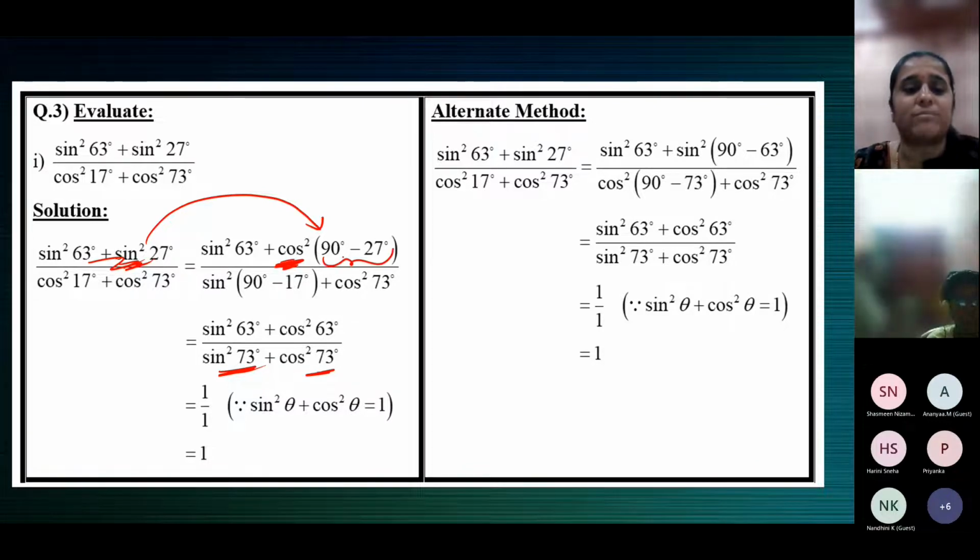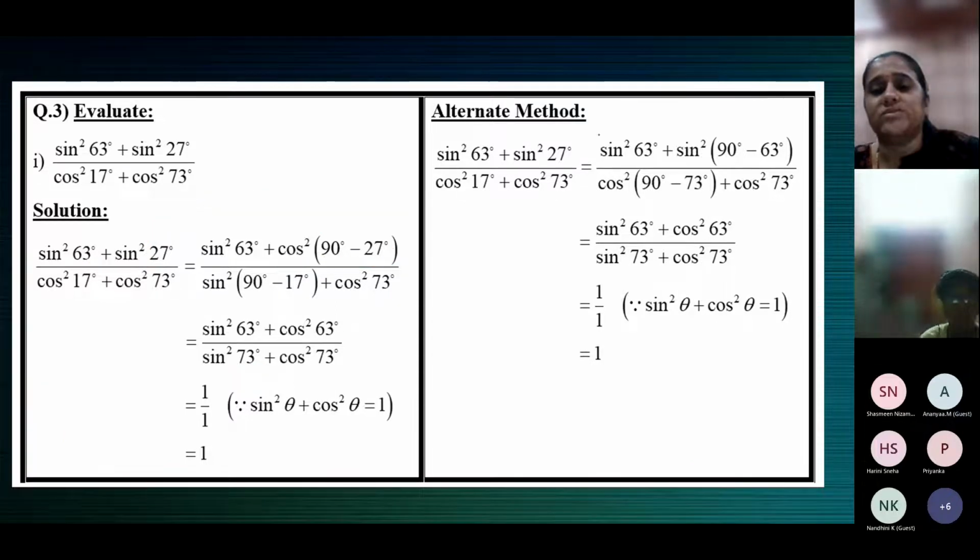In the next step, I'm only subtracting. 90 minus 27 is 63. Cos square 63. Here, in the alternate method, listen carefully. You can change anything, children. So I've written sine square 63 as it is. I want to change this. I want this to look like cos square 63.